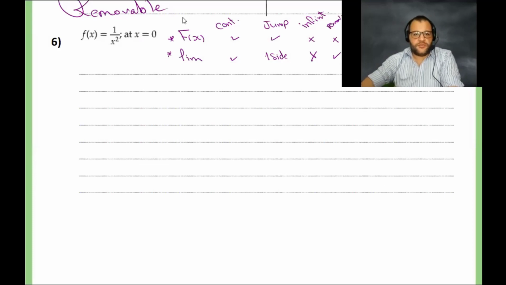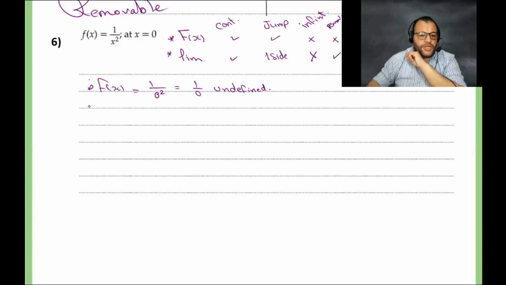Listen please. For this one, how can we solve it? By using substitution, then f of x equals 1 over x to the power 2, which is 1 over 0 to the power 2, which equals 1 over 0. Is that right? Undefined.